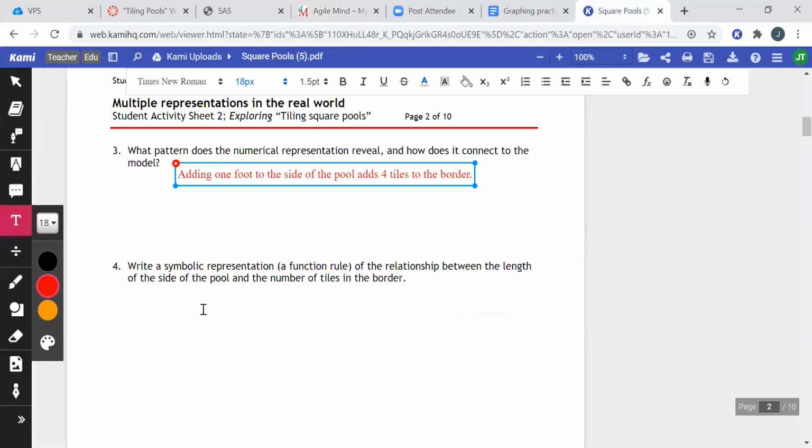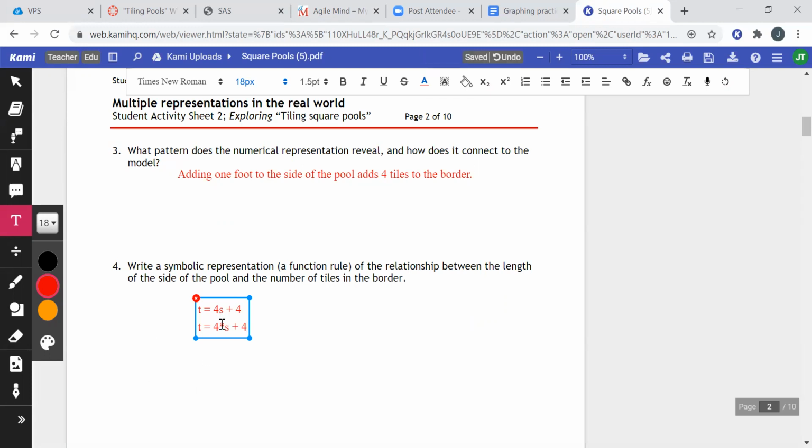I can type that in here. T equals 4S plus 4. Boom. Or you can say T equals 4 times S plus 4. You could do that too, if you like to write the multiplication in. But remember, when we start having letters and numbers together like this, where we have multiplication between a variable and an actual number, then you don't have to write the multiplication between them.